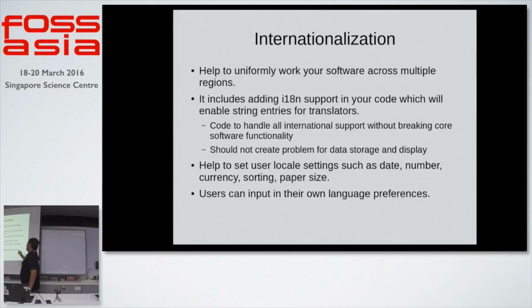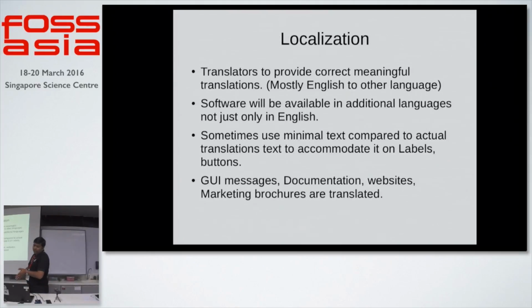Users can input in their own language preferences as well. Talking about localization, it is for the translators to translate these strings into their own native language. That means they need to provide correct, meaningful translations. So what does correct meaningful translation mean here? Sometimes a translator can translate into a bigger sentence, so they need to adjust this bigger sentence so that the display will not get affected.